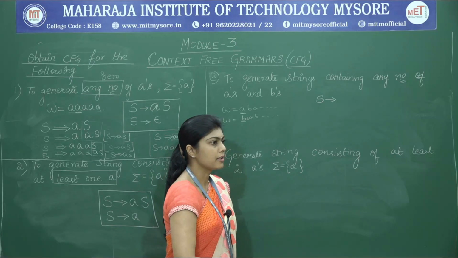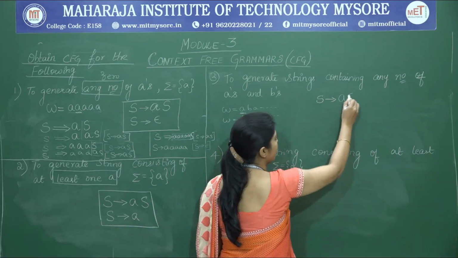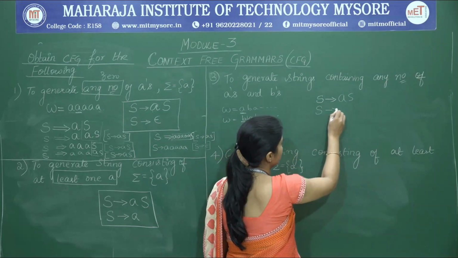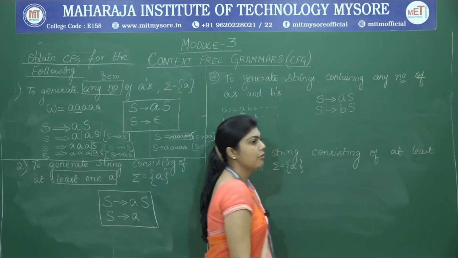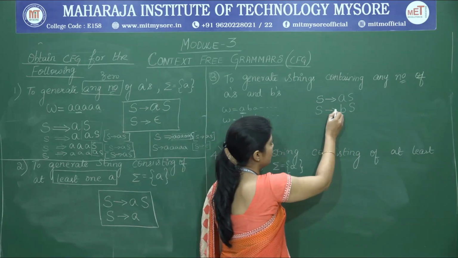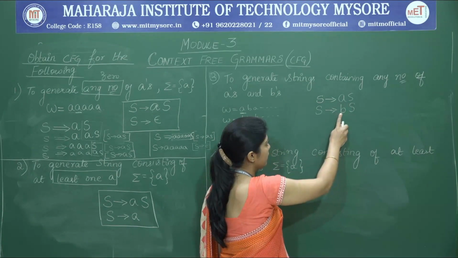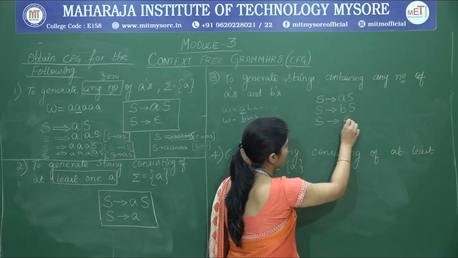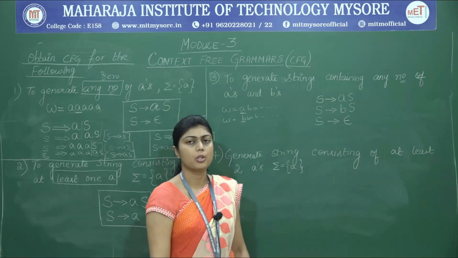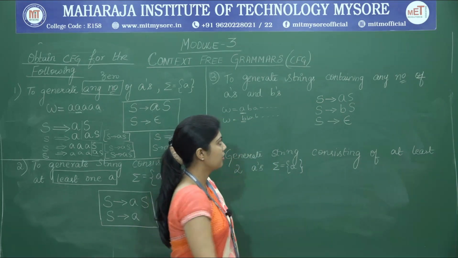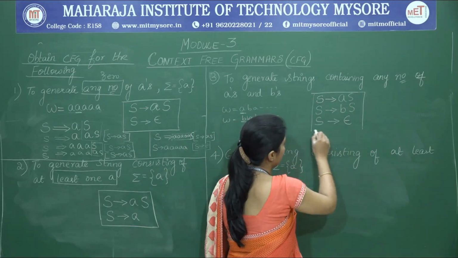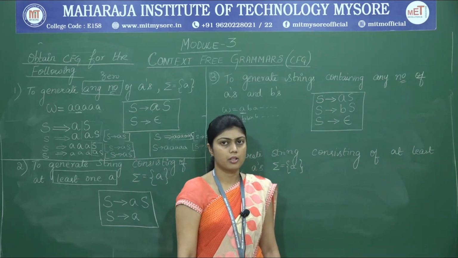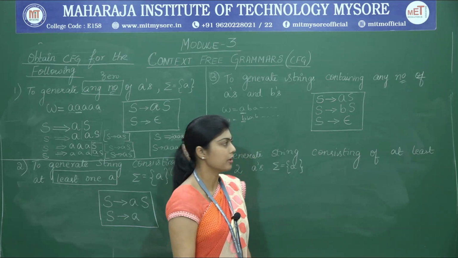So how to generate any number of A's and B's? We already know how to generate any number of A's, right? So likewise, the same thing should be able to generate any number of B's. So these two are going to generate any number of A's and this is going to generate any number of B's. Likewise, we will say S goes to epsilon because any number will also include 0 number of A's and B's. So if you apply the rules of the grammar, we will see that the A's and B's will be generated in any order and in any number.